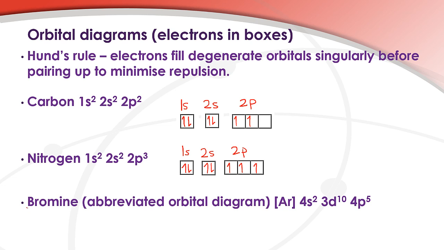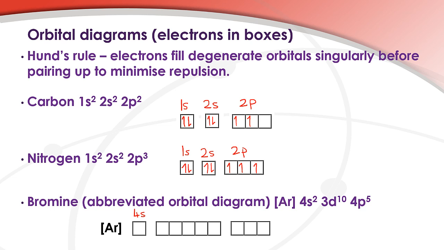Finally, the abbreviated orbital diagram for bromine. The abbreviated electron configuration is Ar 4s2 3d10 4p5. And we can also write the abbreviated orbital diagram. So we start with square brackets and the noble gas. In this case, it's argon. And then we start with the 4s, and then the 3d orbitals, and then the 4p.